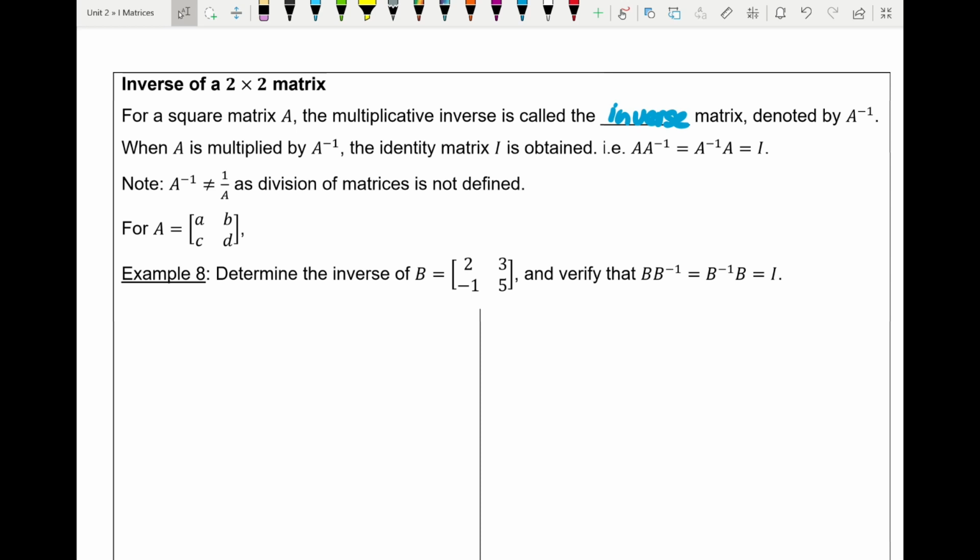So instead of dividing by a number, we multiply by its inverse, which is kind of the same as what we do in regular arithmetic. Like if I were to say 3 divided by 3 is equal to 1, which is our identity for just regular numbers, that's the same as 3 times 3 to the negative 1. So it's just sort of a change of notation because division isn't something we can do, but we can multiply by inverses. So determine the inverse of B and verify that B B inverse is equal to B inverse B is equal to the identity.